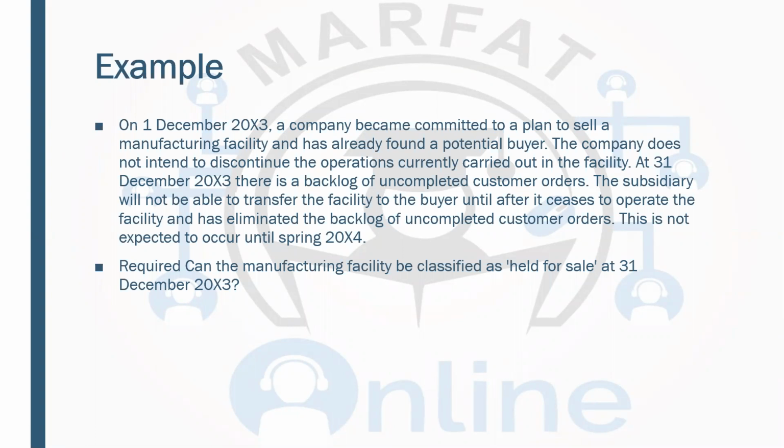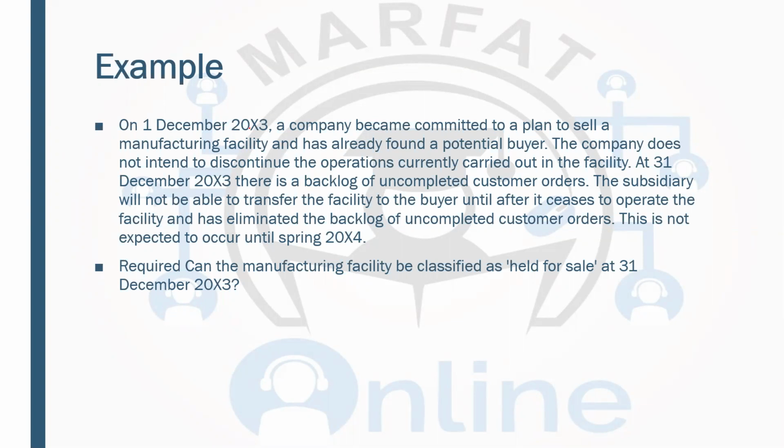So on 31st December 2003, make sure you just remember the criteria, which is: sale is highly probable, asset is available for immediate sale, locating a buyer, and an asset is expected to be sold within 12 months. And then the extended version of it is that there should be an irrevocable intention, actively market at a reasonable price, and the decision is not reversible.